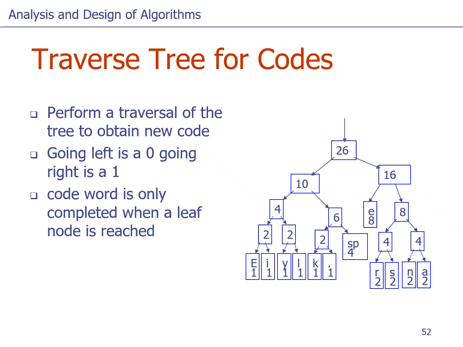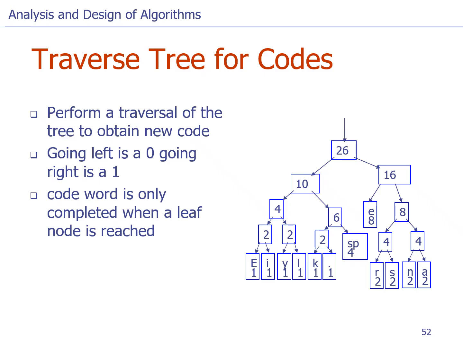So if you're asking me what the encoding is according to this scheme for capital E, well, you start from the root. To reach capital E, you're going to go left, so that's a 0. Then you're going to go left again from 10 to 4, that's a 0. Then you're going to go left again from 4 to 2, that's a 0. So it's 0, 0, 0, and then you're going to go left again to the E, so that's a 0. What about the I? It's going to be 0, 0, 0, 1. Okay, you got the idea?